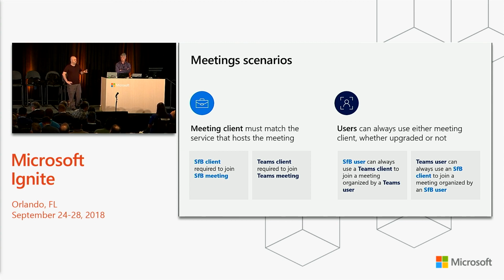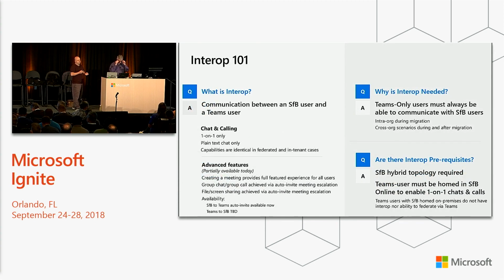But the reverse is also true. If you're a Skype user and you've never used Teams before and somebody invites you to Teams, you can just get the client from the web, right? It's just a lightweight browser plugin, and now you can join the meeting. But they are different sets of code because they're different services underneath. So that's the meeting scenario. Let's now talk more about interop. When we say interop, what we really mean is communication, specifically chat and calling, between a user in SFB and a user in Teams.